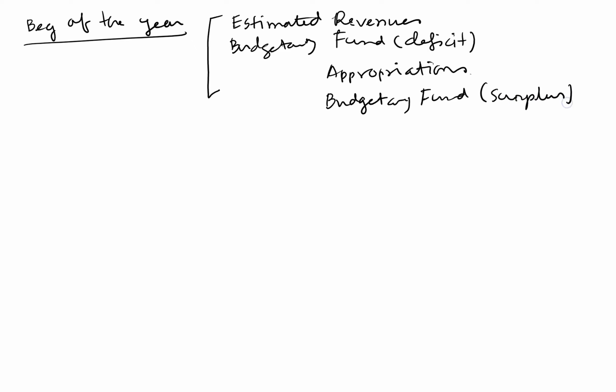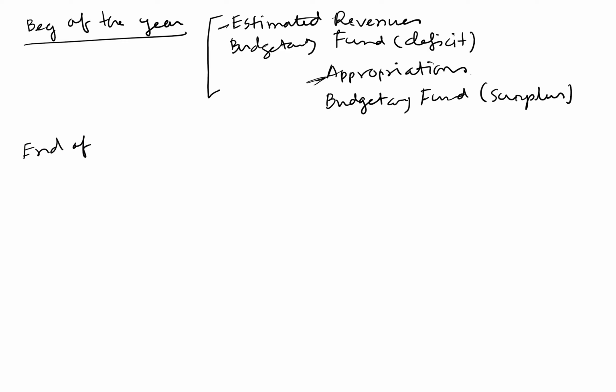So for your budget journal entries, you have to debit your estimated revenues and you have to credit your appropriations. Appropriations means how you're going to use all those revenues for different functions. It could be different types of activities. Now depending on which side is lower and higher, you will show it. If the debit side is lower, then it will be a budgetary fund deficit, and if the credit side is lower, then you have to show it as a budgetary fund surplus, because here surplus means you have more revenues than your appropriations.